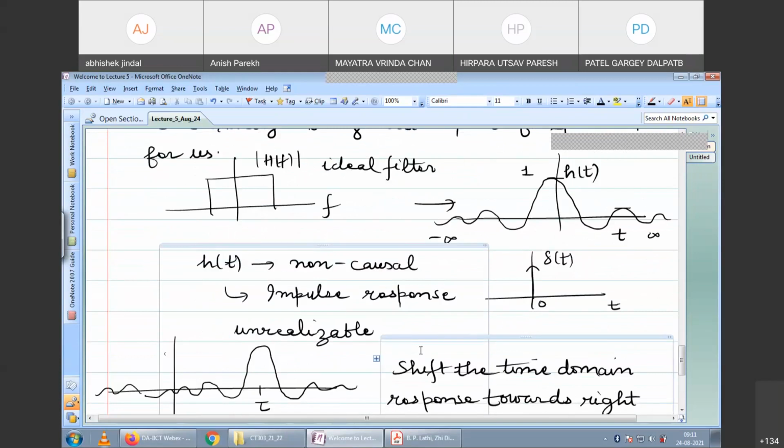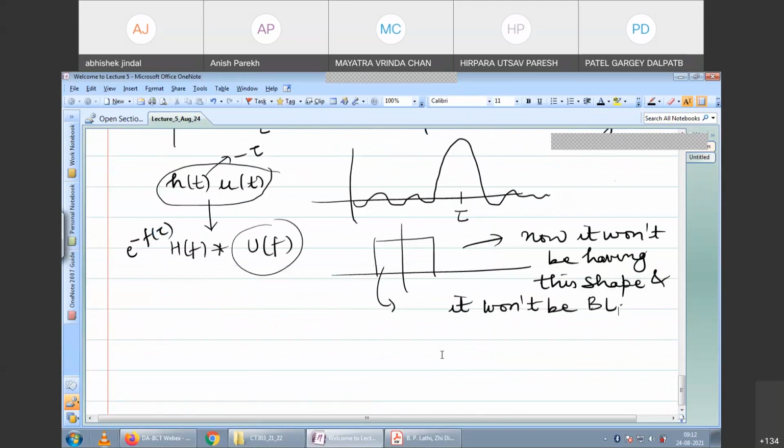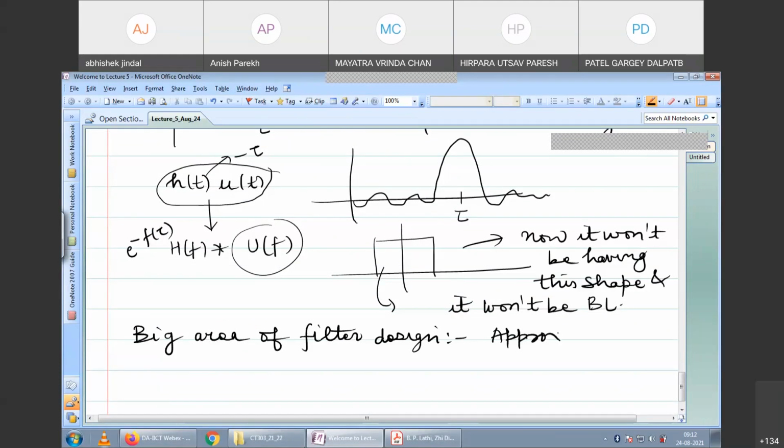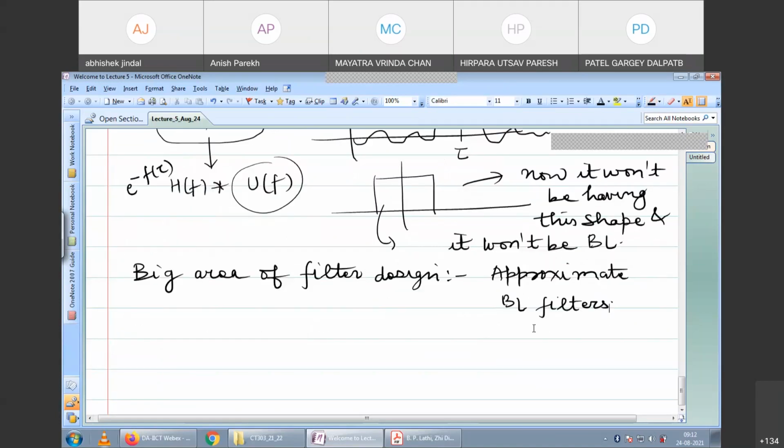But here there is one more thing to notice, that there is a big area of filter design. Okay, which says that now we work with approximate band limited filters. Okay, it means those filters are approximate band limited. What is the logic behind saying approximate band limited? Instead of having this sort of a characteristic, I'm not drawing the minus frequency, this will be having this. Now my filter might have a response of this nature.